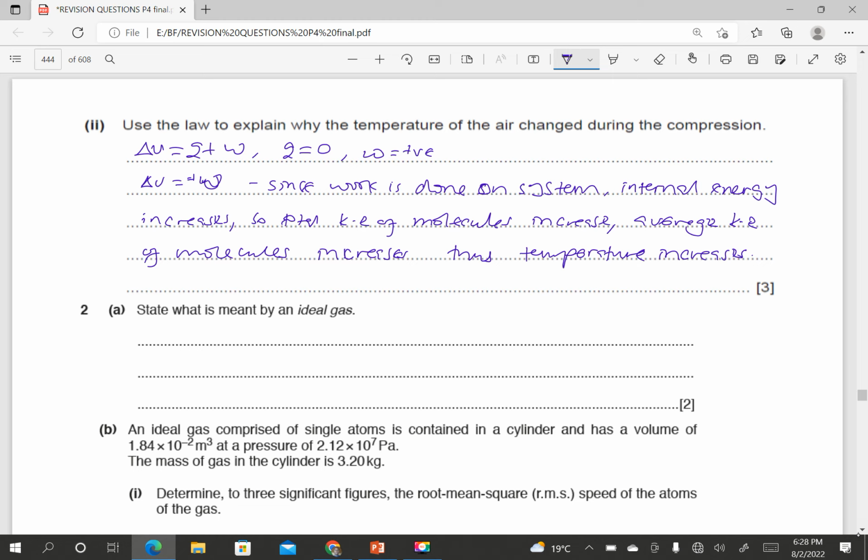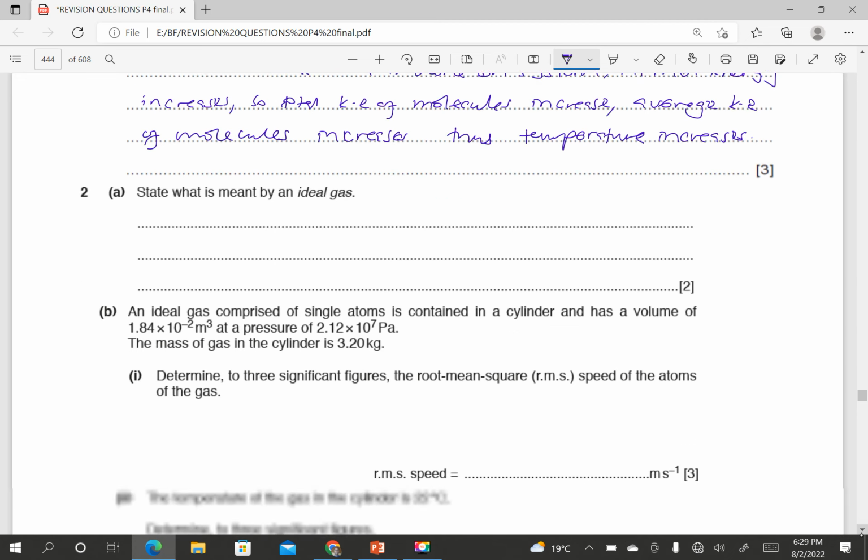That means the work done, W, is a positive value, which makes the change in internal energy a positive value. A positive change in internal energy means an increase in internal energy. If the internal energy increases, it means the total kinetic energy of the molecules or atoms has increased, which means the average kinetic energy of the molecules has increased. And if the average kinetic energy of the molecules has increased, then it means the temperature has increased because temperature is directly proportional to the average kinetic energy of the molecules. Okay, so thus temperature increases.